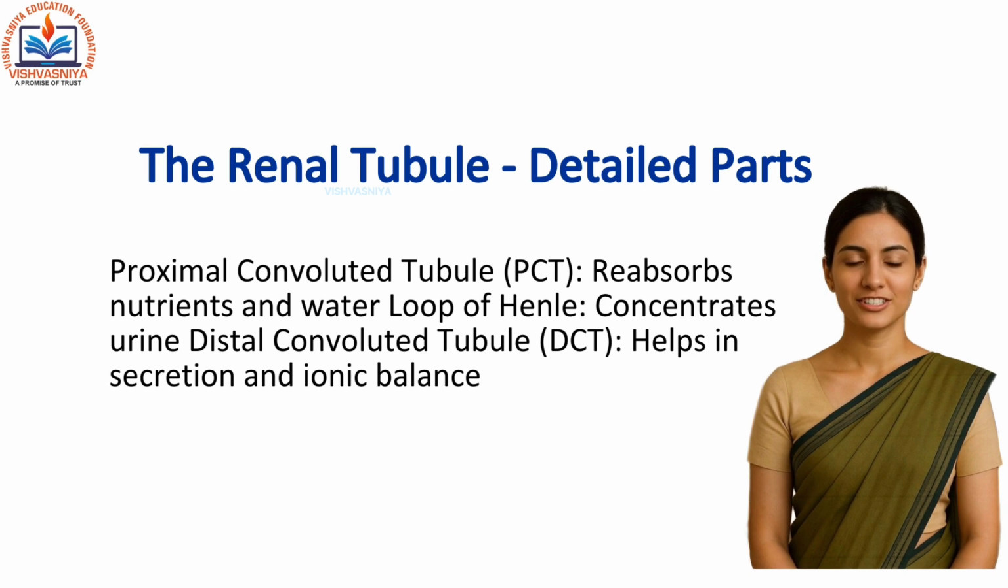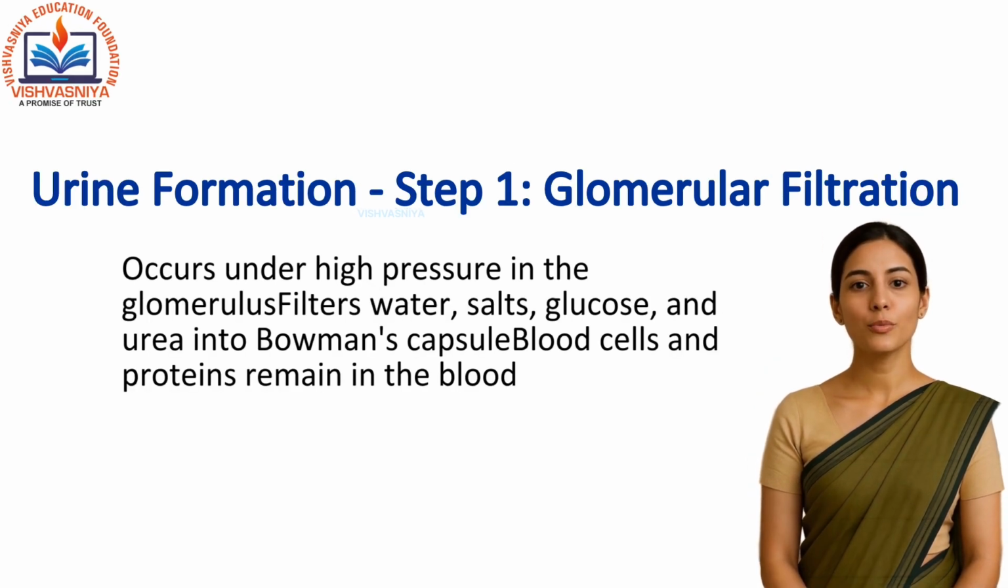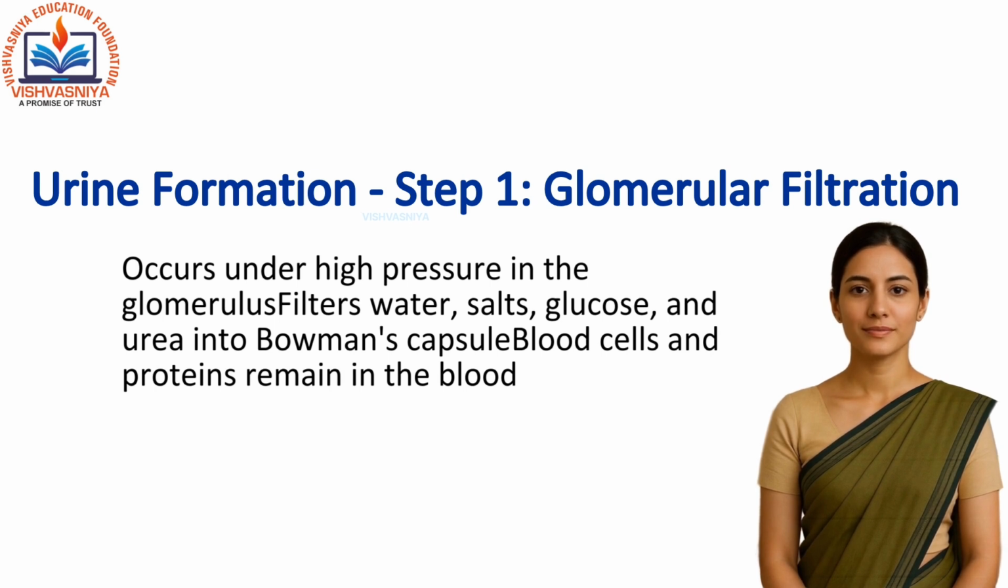It has three sections: proximal convoluted tubule, PCT, reabsorbs useful materials. Loop of Henle concentrates urine by water reabsorption. Distal convoluted tubule, DCT, helps in secretion and balance of ions. The first step is glomerular filtration or ultrafiltration. Blood enters the glomerulus under high pressure. Water, urea, salts, and glucose are filtered into Bowman's capsule, forming glomerular filtrate. Large molecules like proteins and blood cells stay behind.